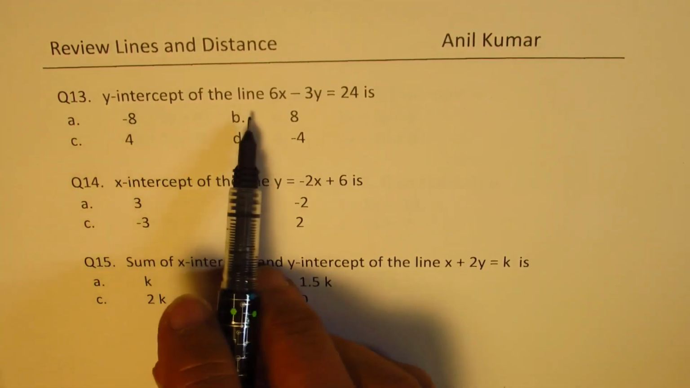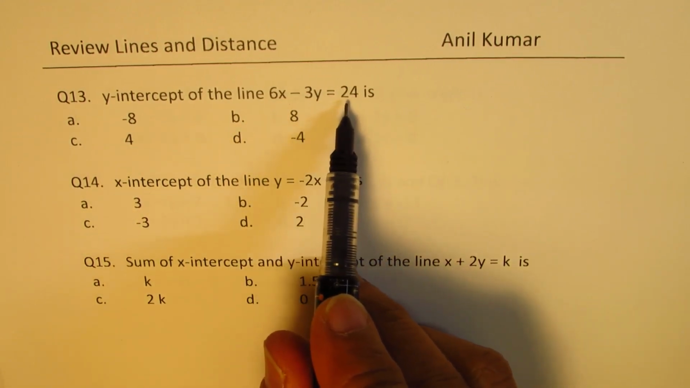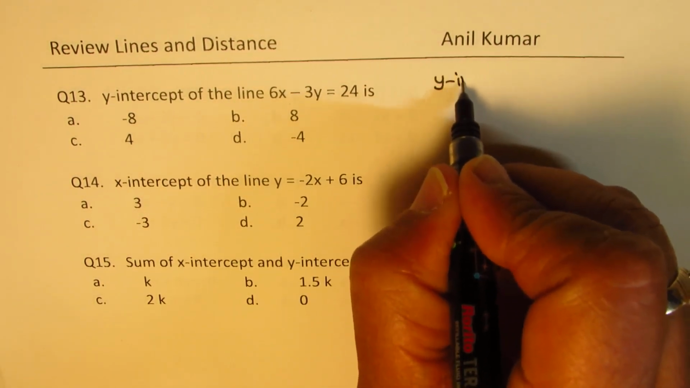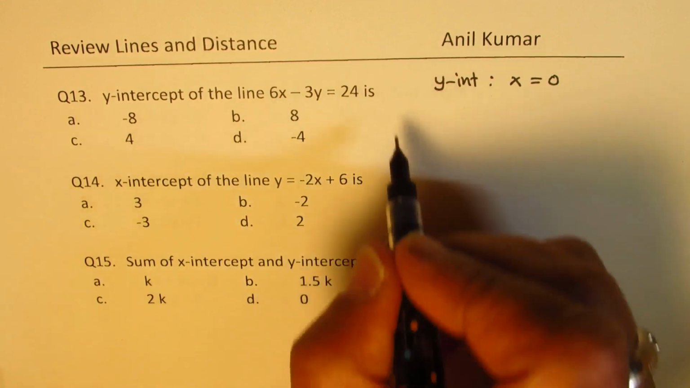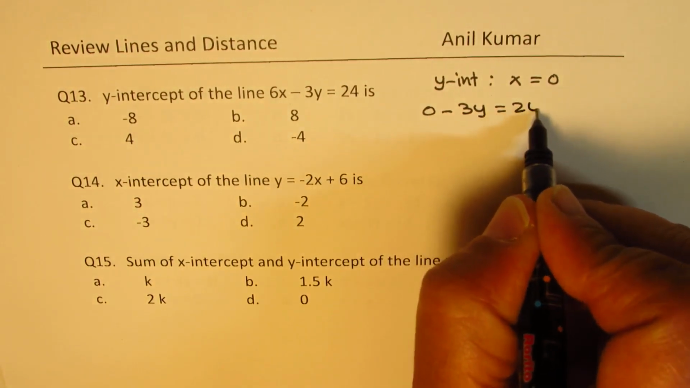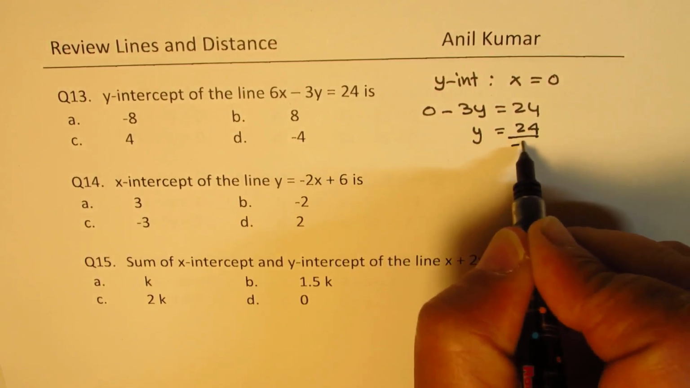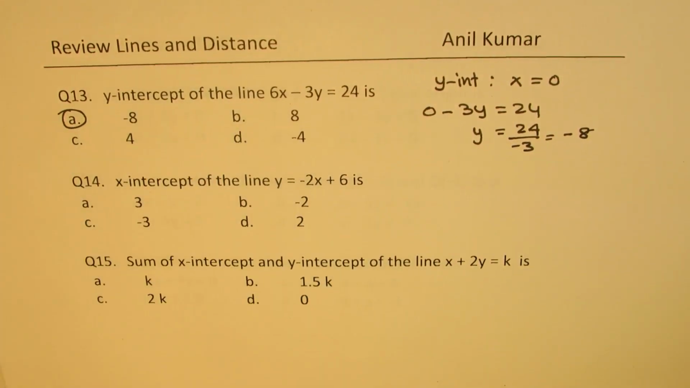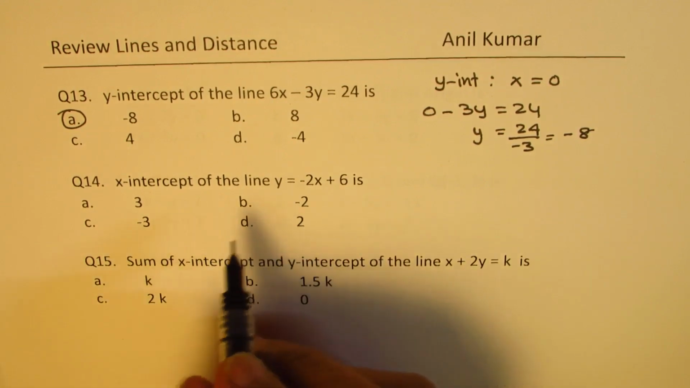13. Y-intercept of line 6x minus 3y equals 24 is what? Y-intercept means the x value is equal to 0, right? So if I substitute x equals 0, I get 0 minus 3y equals 24, and y equals 24 divided by minus 3. So that gives us minus 8. Option A is correct.